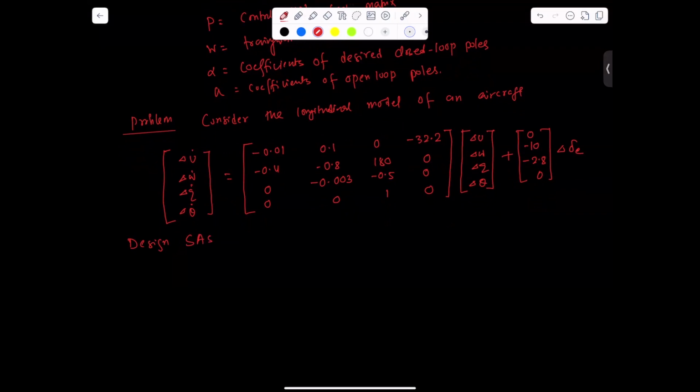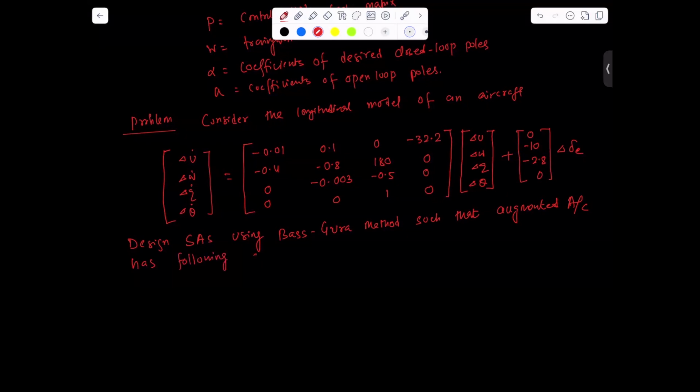Now, to design the stability augmentation system using Bhaskara, this is a numerical method, such that the augmented aircraft, augmented meaning the closed loop system, has the following short period and long period characteristics.